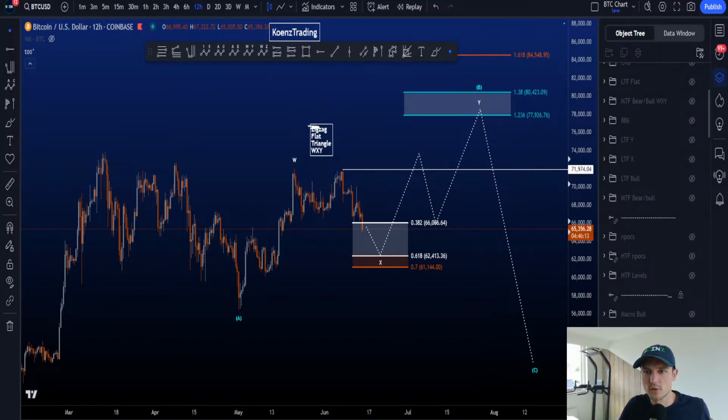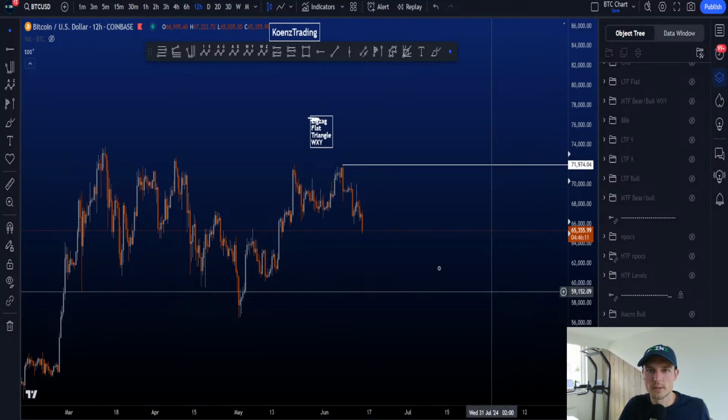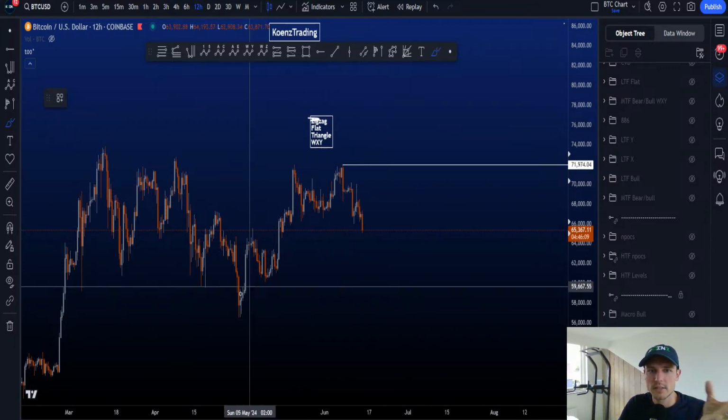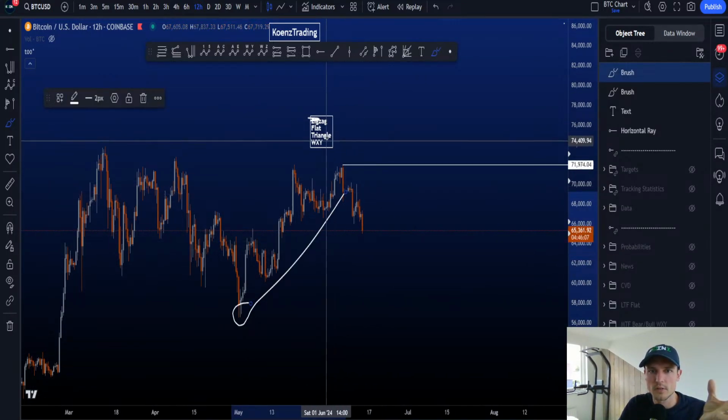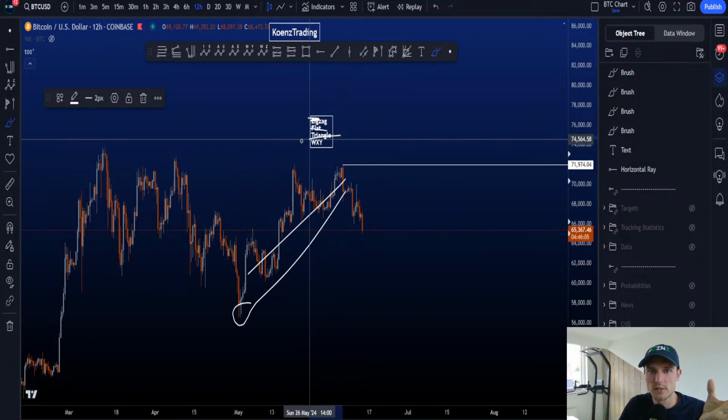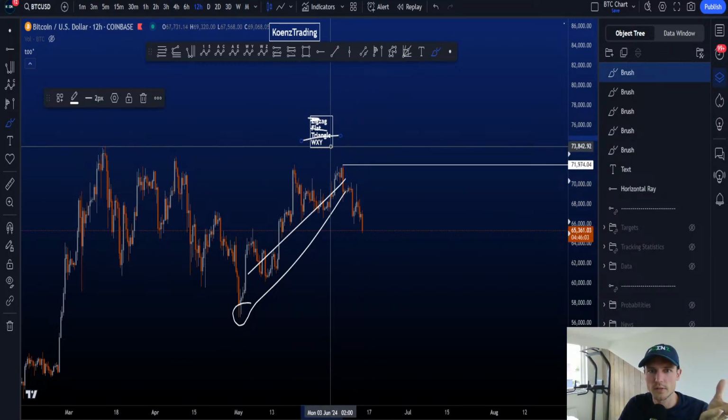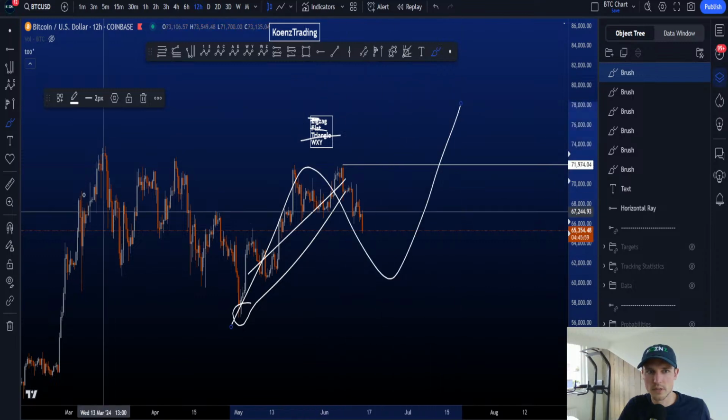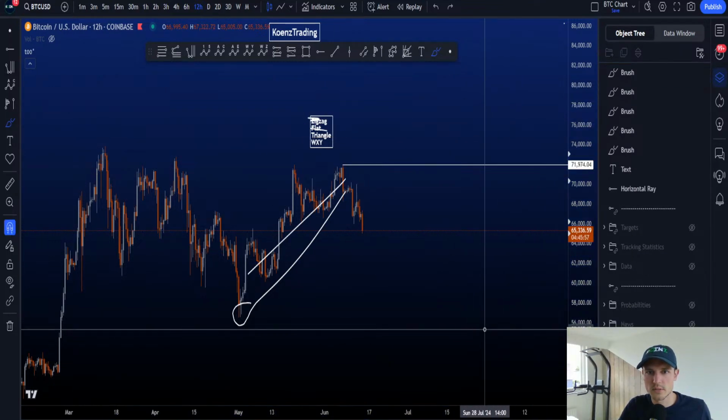In this scenario, your wave C. All right. So zigzag to the upside from this low, not great. A flat, not great. A triangle, where's the triangle? And then we have a WXY. And the only WXY would be for a bigger flat and then an A, B, and then a wave C.